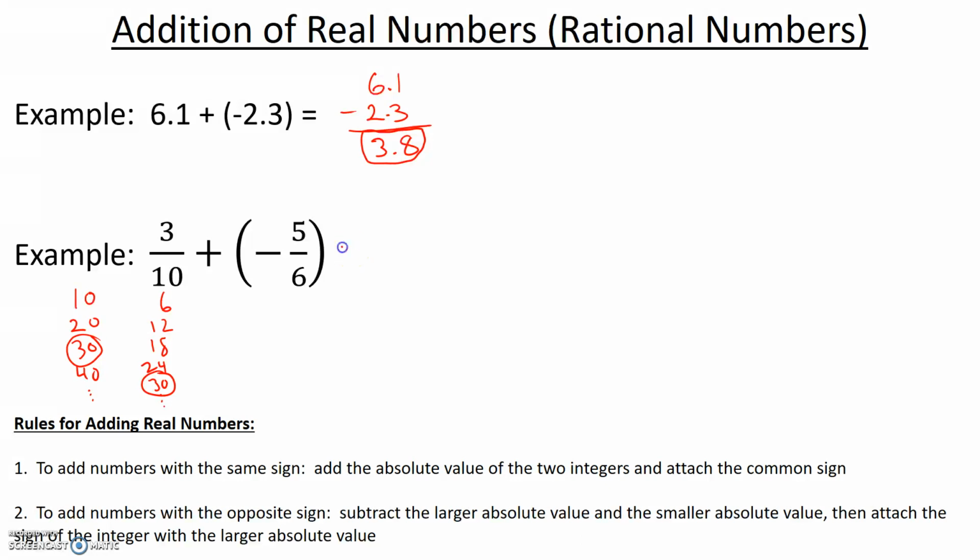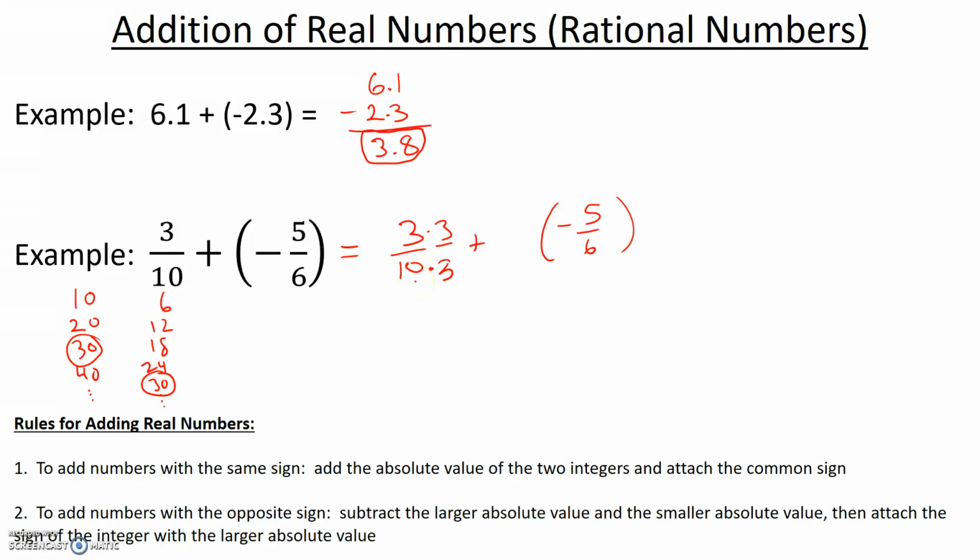So, our fractions are 3 over 10 plus negative 5 over 6. To write this as a rational expression with a denominator of 30, we will multiply the 10 by 3. And if you multiply the denominator by 3, the numerator also must be multiplied by 3. Notice that 3 over 3 is the same thing as multiplying by a factor of 1, which does not change the value of 3 over 10.